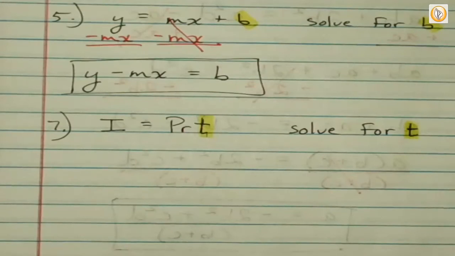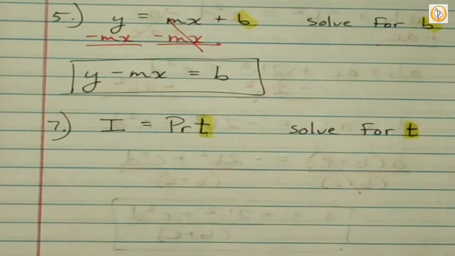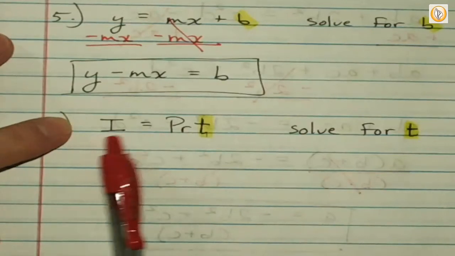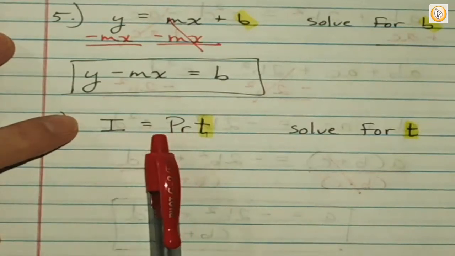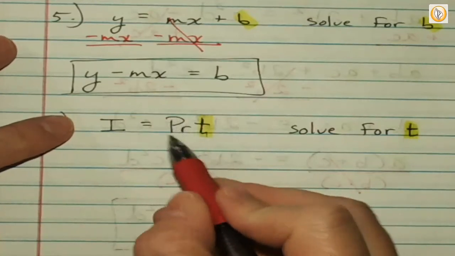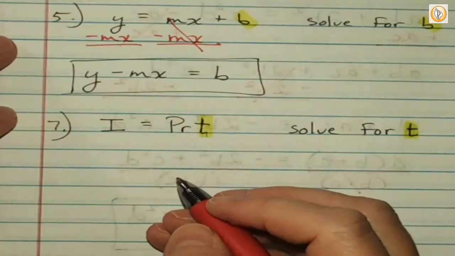Okay, Michaela, you're my victim. We're solving for T. So who are the intruders? P, R. So PR is the intruder. Do we want to just get rid of P? No. We want to get rid of P and R, right? How, Michaela? How will I do that?